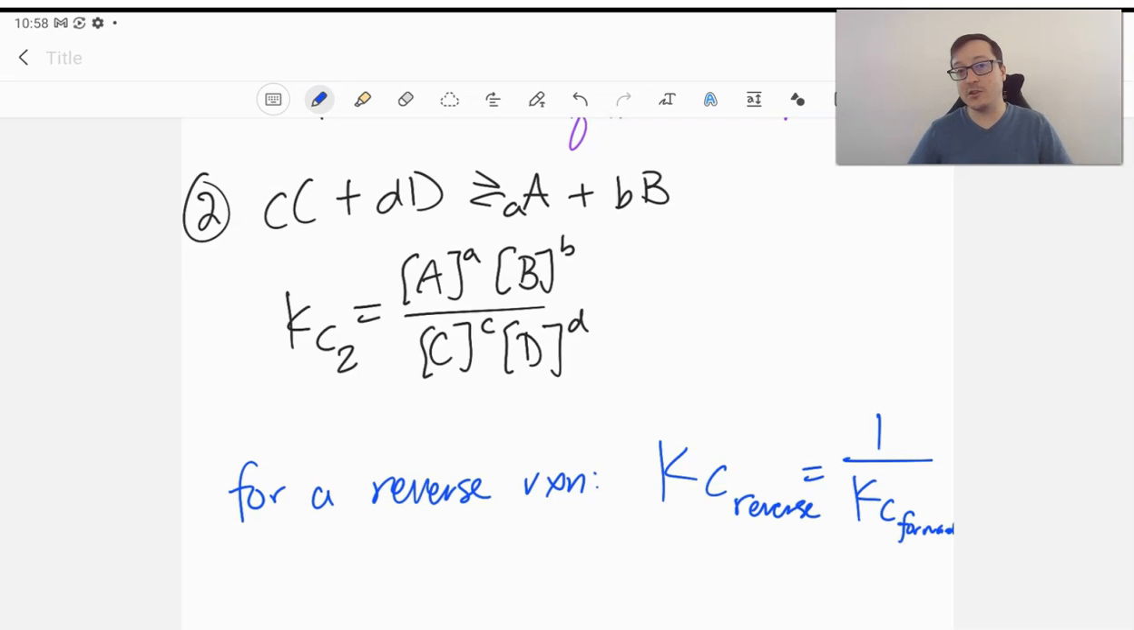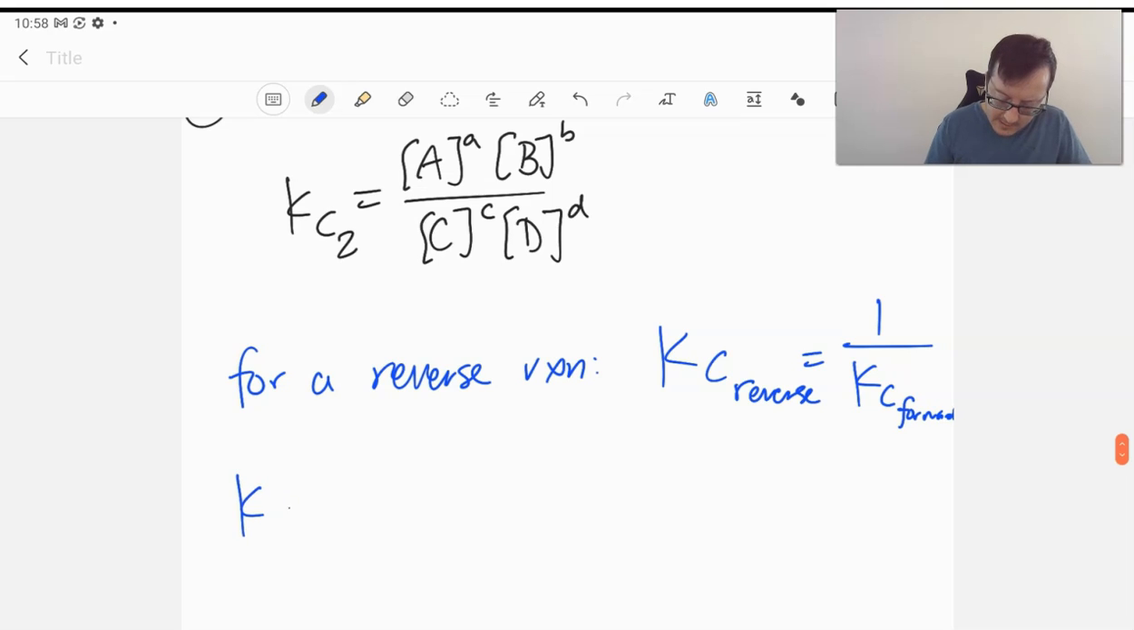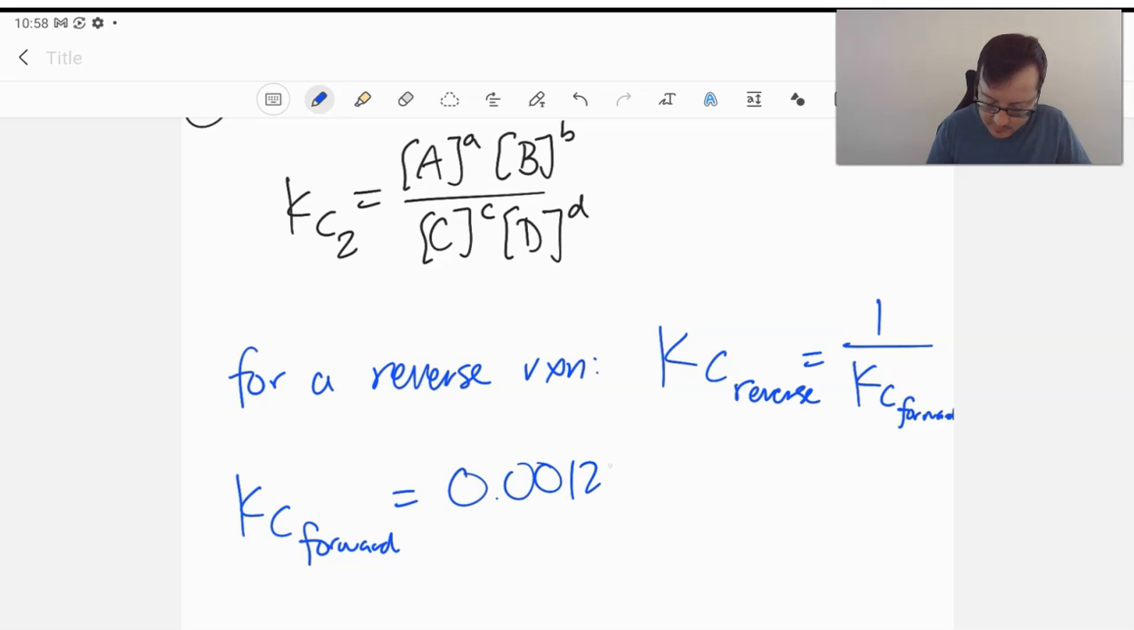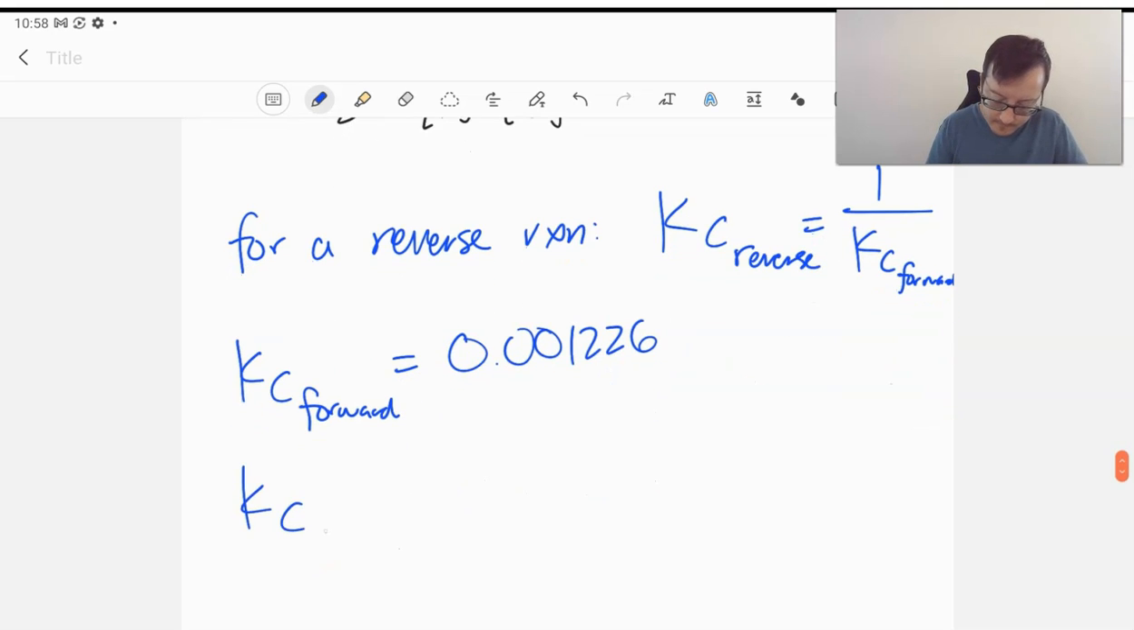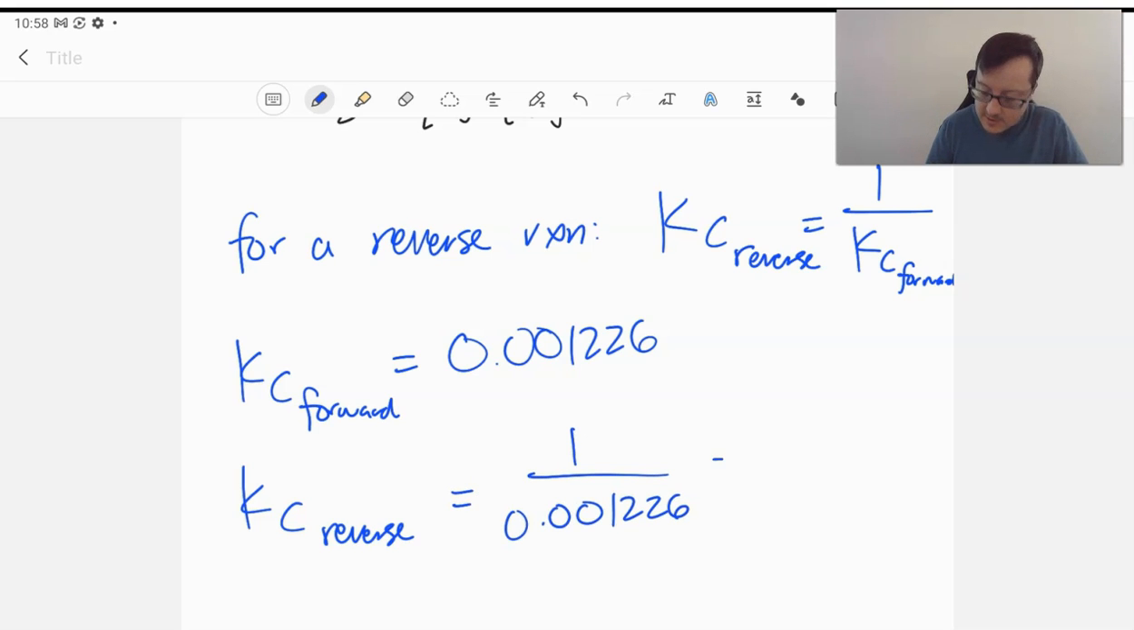And so once we establish numerical values for these, we can actually work with them. And it's pretty simple. So let's say the Kc for a forward reaction is 0.001226, random number. The K for the reverse reaction would be 1 over 0.001226, which would be, let's actually do the math, 1 divided by 0.001226. We get 815.7, we'll say. So just the inverse number, whatever it happens to be.